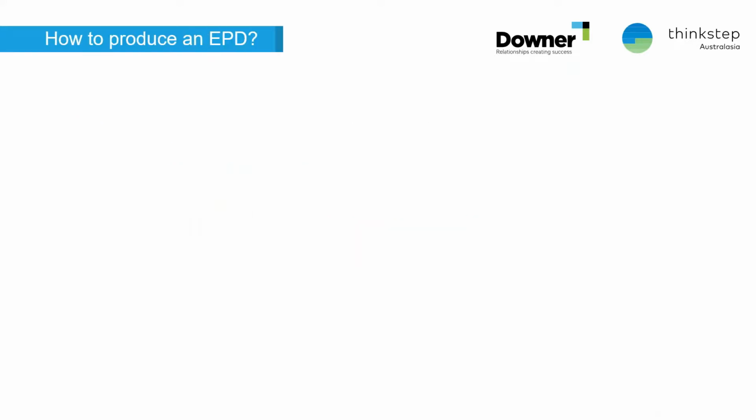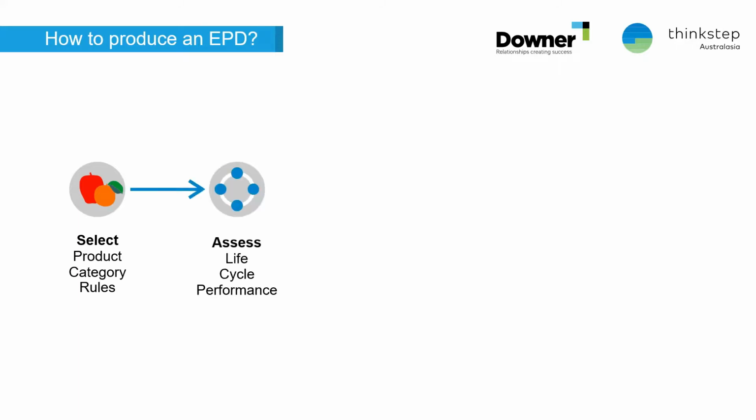So a very quick overview of how you might go about producing one. Basically, you start by selecting a set of rules known as a product category rules, or PCR. The PCR allows you to make fair comparisons, and the image there is showing just an apple and an orange, because we want to compare apples with apples, oranges with oranges, and that's what the PCR lets you do.